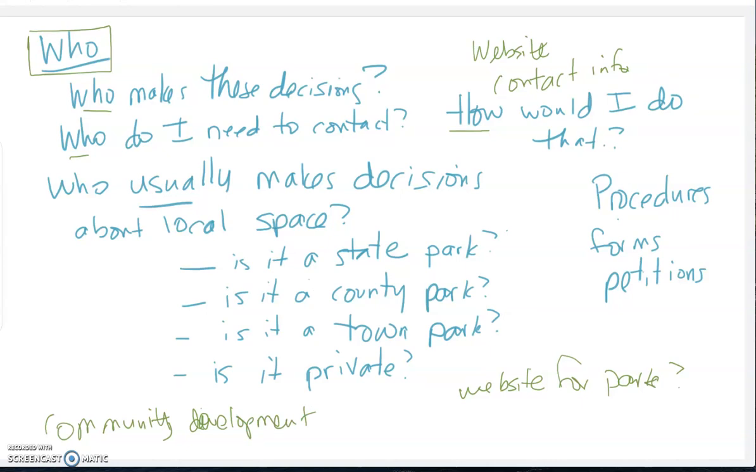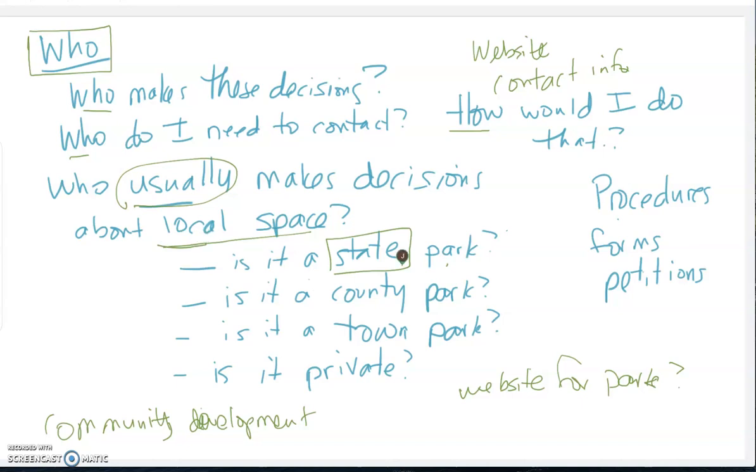So those are the first couple of questions. So, who makes those decisions and who do I need to contact? How would I do that? Also, related to that, who usually makes decisions like this in general? So maybe not at the particular park, but maybe who makes decisions about local space. Am I talking about, sort of related to that, at the state level? So is this a state park? So who would make decisions about local space for a state park?